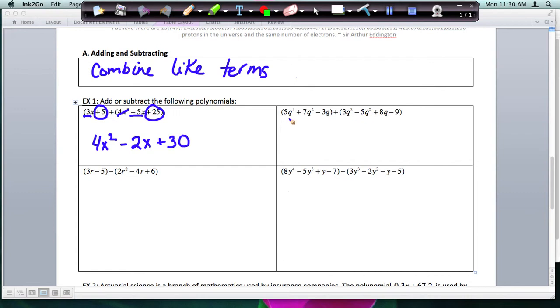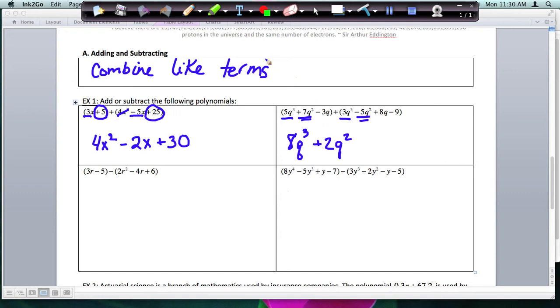So let's do the same thing with the next one. I'm going to start again with my highest exponent, which is q to the third power. And I have 2 of those. So I'm combining 5 plus 3, and that's 8q to the third power. And now let's look at our q squared. I have a 7q squared minus 5q squared, and that's a positive 2. 7 minus 5 is a positive 2.